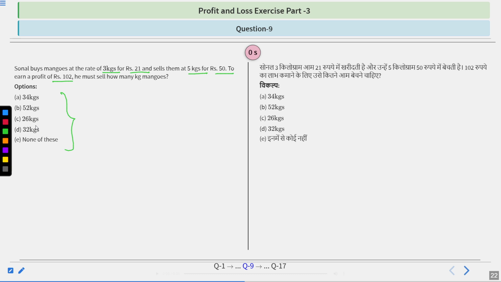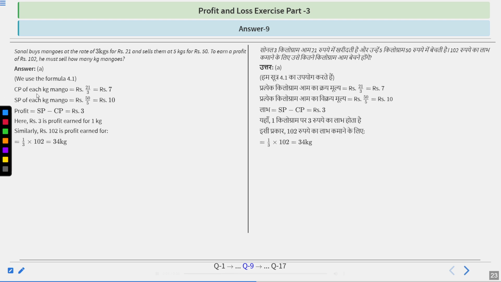Now time's up. Let's see the solution. CP of each kg of mango will be 21 divided by 3, which is 7 rupees. SP of each kg is 50 upon 5, we get 10 rupees. So what will be the profit? SP minus CP, we get 3 rupees. Here, rupees 3 in profit is earned for 1 kg. Clear? So we need to find how many kg he must sell to get 102 rupees profit. So 1 upon 3 multiplied by 102. So he should sell 34 kg of mangoes. So A is the correct answer. Next one.